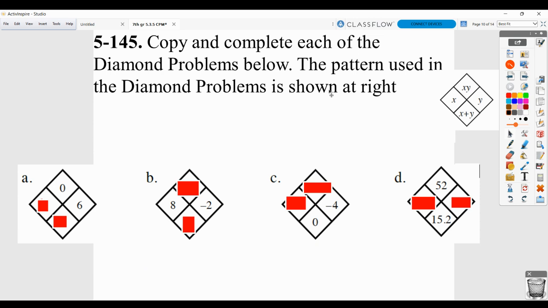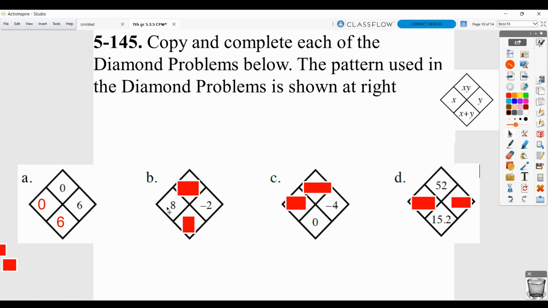Next, you're going to copy and complete your diamond problems. Remember that this is the pattern that we use, meaning the two values on the side get multiplied to give us the top and get added to give us the bottom. For A, we'd say to ourselves, what do we multiply by 6 to give us a product of 0? And the answer would be 0. And then 0 plus 6 gives us a sum of 6.